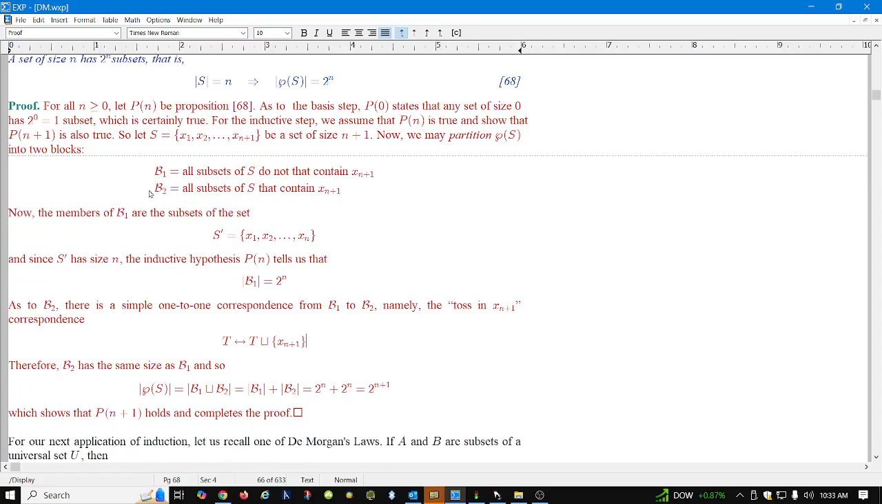So these 2 blocks have the same size, which means the size of the power set of S is the size of this disjoint union, which is the sum of the 2 sizes, both of which are 2 to the n. And we get 2 to the n plus 1. And that completes the proof by induction on n.